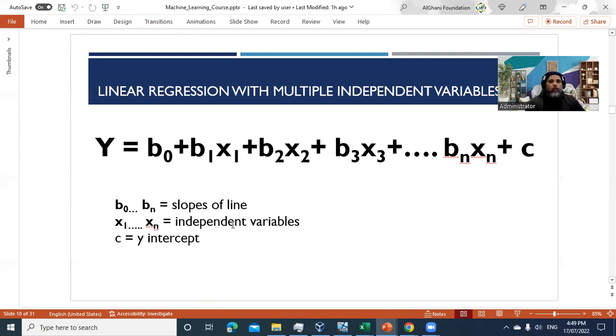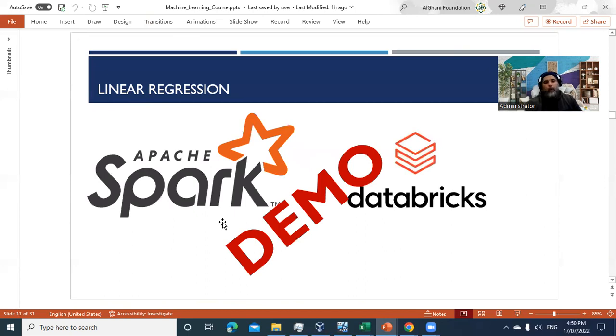Now, after a lot of theory, we're going to jump in and run our first machine learning demo, using Spark and Databricks. Hopefully this video will help you understand the core concept of machine learning and data science, and gives a very brief explanation of linear regression.